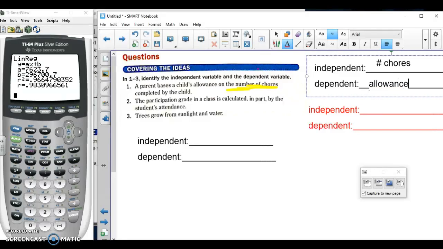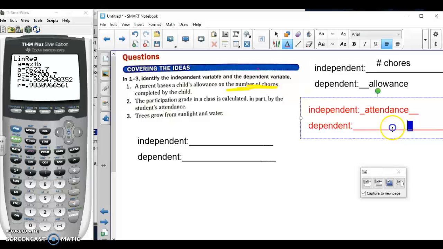All right. Next up, we have the participation grade in class is calculated in part by the student's attendance. So the attendance contributes to the participation grade. That tells us that the attendance is going to influence the ending participation grade. So that's our dependent variable.